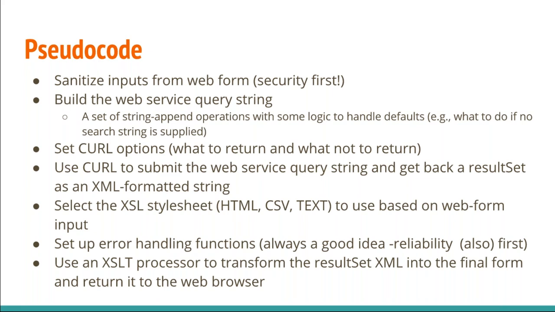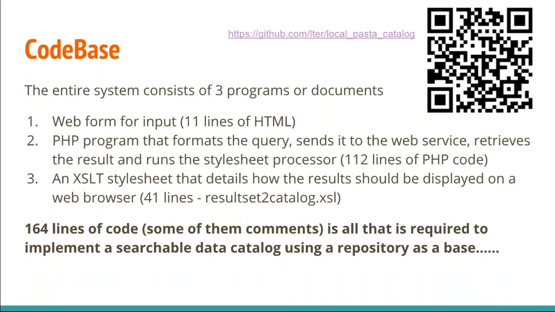I did add some error handling on the style sheet just because sometimes you get weird characters in there, and I wanted to make sure it wasn't going to completely crash if that happened. So that's everything that's there. Now, what you have on your sheet is that this whole system is implemented using a web form that consists of 11 lines. You've got a PHP program that consists of 112 lines, and you have a style sheet that consists of 41 lines.